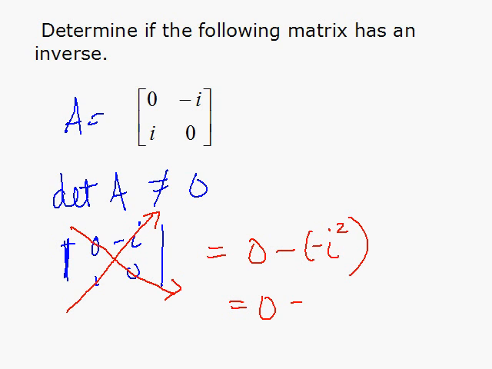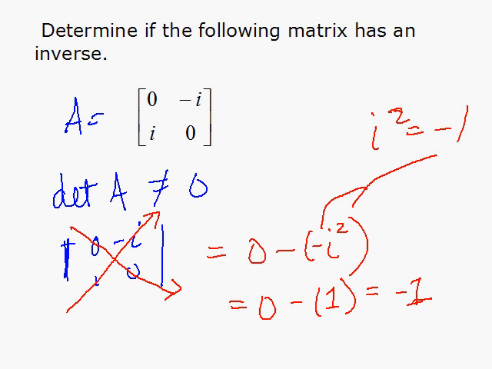0 minus, what is i squared? i squared is equal to negative 1. You must replace the i squared with minus 1. So minus 1 with that negative sign makes that a plus 1, and so the answer is negative 1. Since negative 1 is not equal to 0, yes, it has an inverse. Okay, it's okay if the determinant is negative. It just can't be 0.